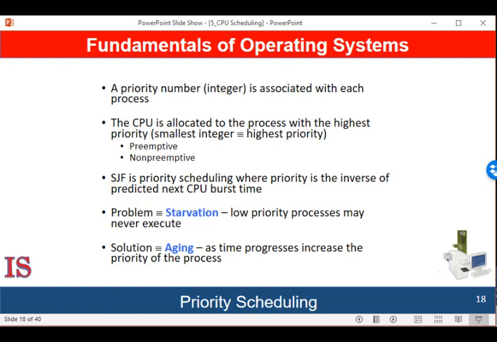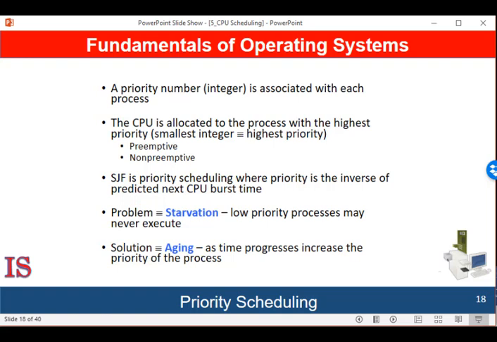Note that we discuss scheduling in terms of high priority and low priority. Priorities are generally indicated by some fixed range of numbers like 0 to 10. However, there is no general agreement on whether 0 is the lowest or the highest priority. Some systems use low numbers to represent low priority. Others use low numbers to represent high priority. This difference can be confusing. Our authors have chosen to represent low numbers as the highest priority, so a short CPU burst time is higher priority than a long CPU burst time.